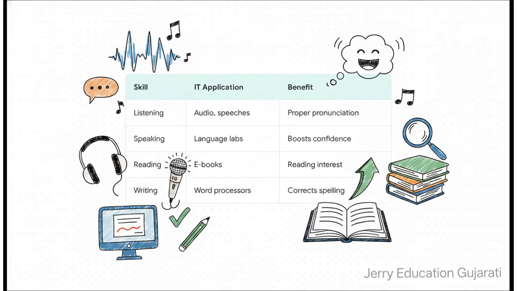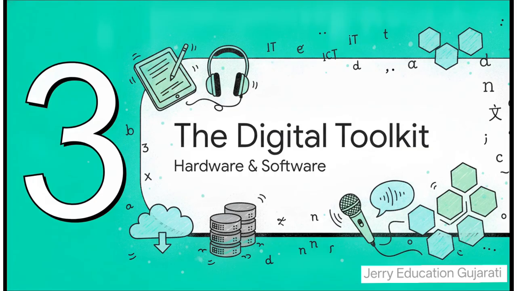For reading, ebooks make sprawling digital libraries instantly accessible, sparking genuine interest. And finally, for writing, just using a simple word processor helps them catch grammatical errors on the fly, instantly improving those writing mechanics. Section 3 is all about the digital toolkit. We're talking hardware and software.